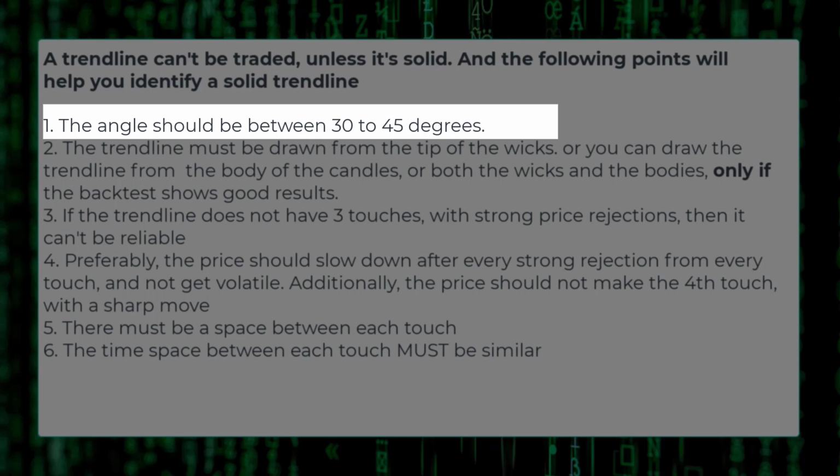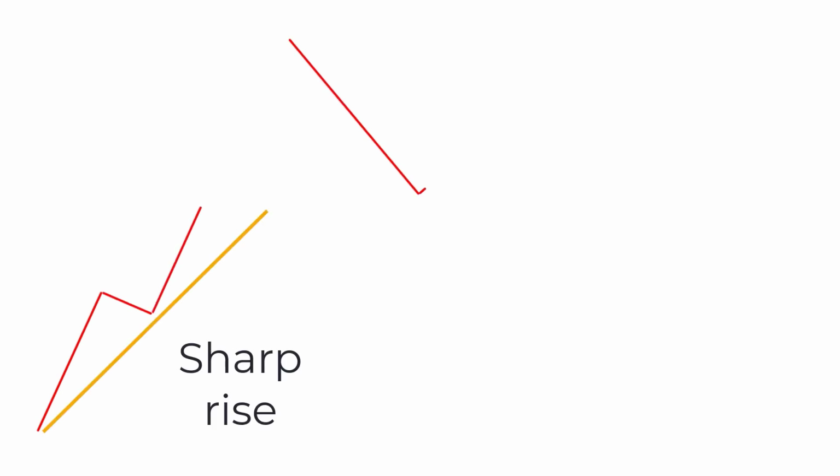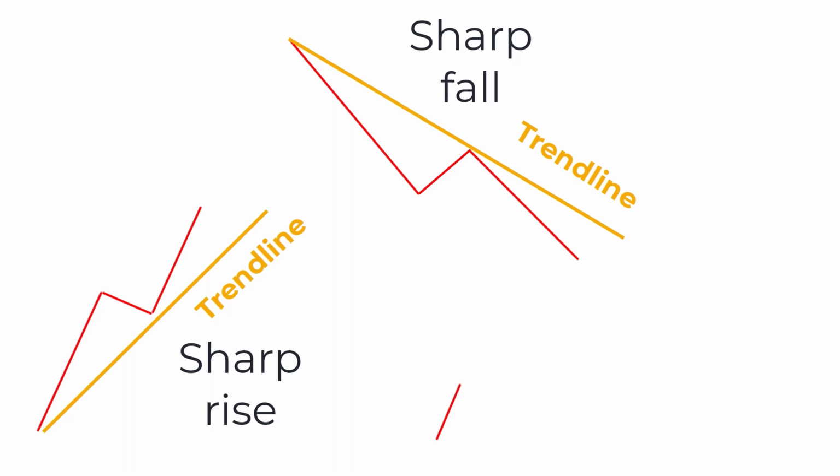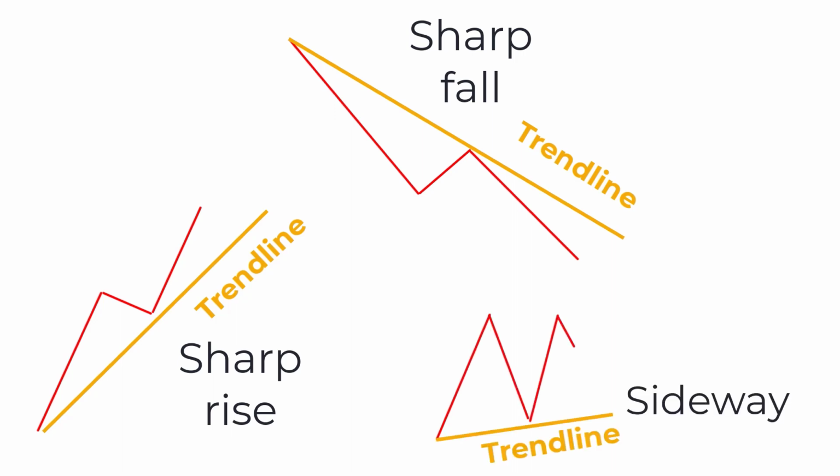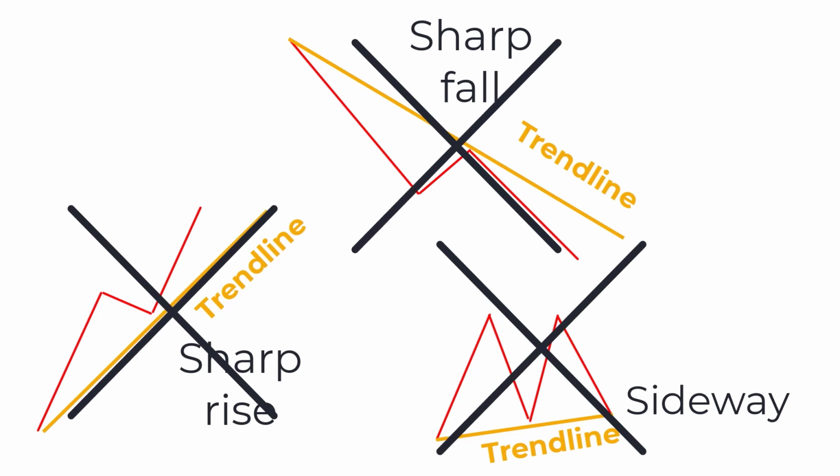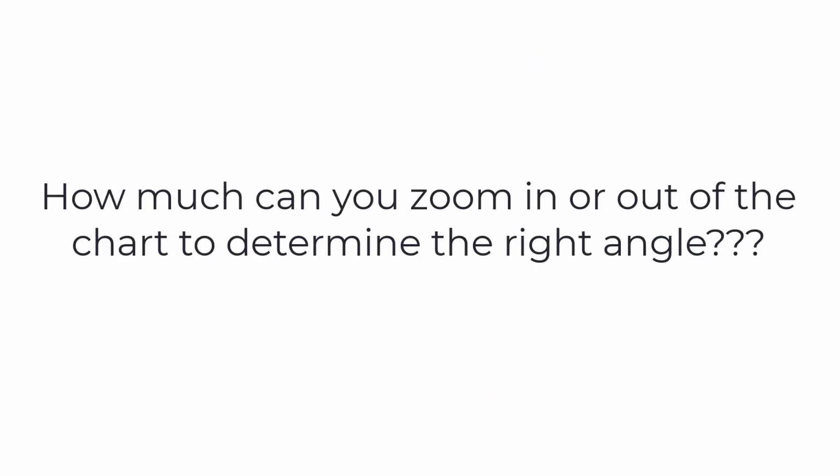And this is an important rule to follow to help prevent you from drawing trend lines during a sharply rising or a sharply falling market, or a sideways market. So, you may ask yourself, how do I determine the degree of the market trend, since that seems to rely on how much zoomed in or out of the chart you currently are.